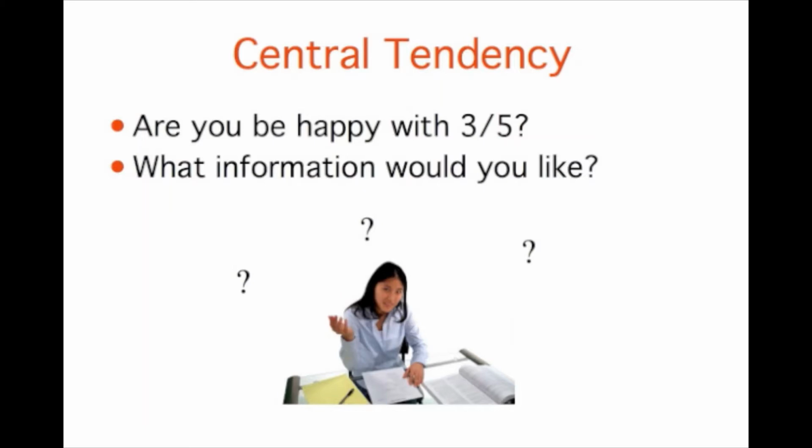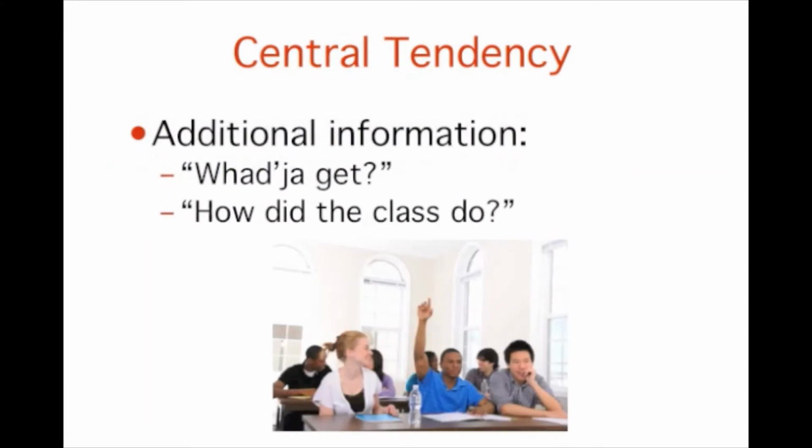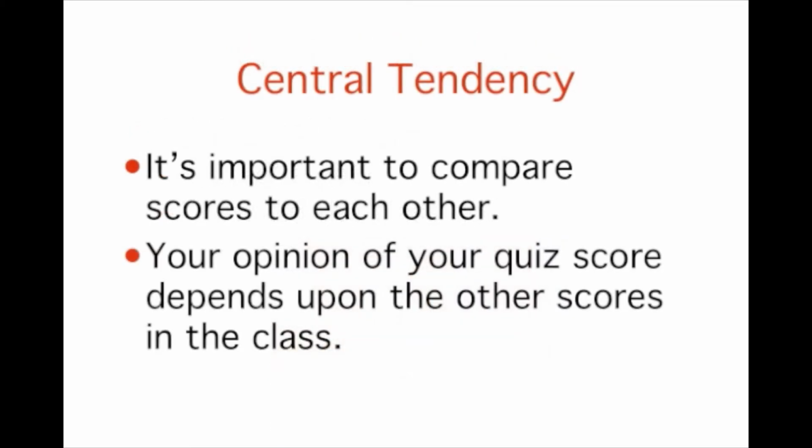But it is more likely that when deciding how to react to your performance, you will want additional information. What additional information would you like? If you're like most students, you will immediately ask your neighbors, "What'd you get?" and then ask the instructor, "How did the class do?" In other words, the additional information you want is how your quiz score compares to the other students' scores. You therefore intuitively understand the importance of comparing your score to the class distribution of scores. Should your score of 3 turn out to be among the higher grades, then you'll be pleased after all. On the other hand, if 3 is among the lower scores in the class, you won't be quite so happy.